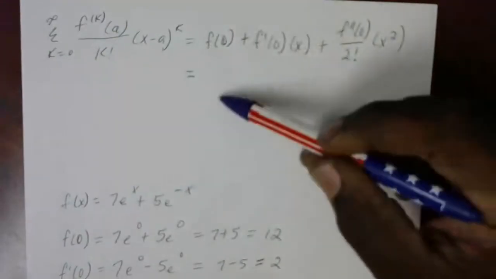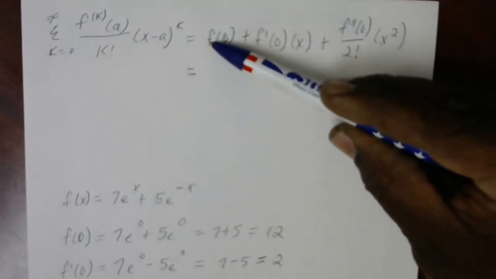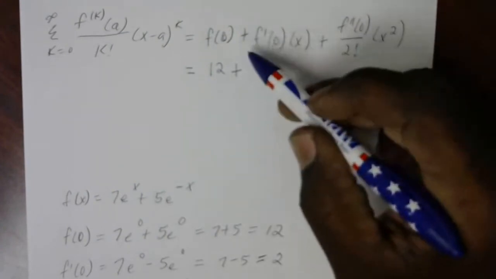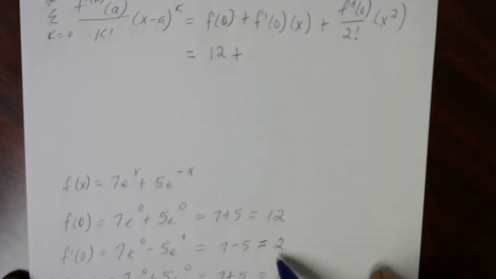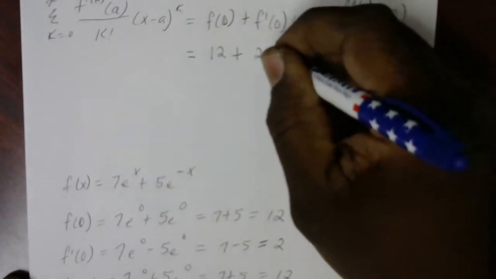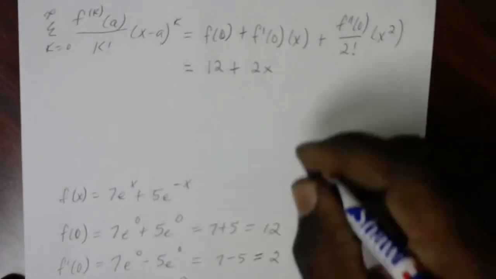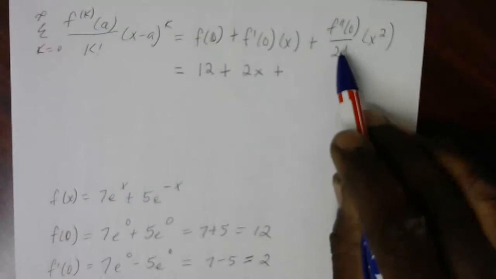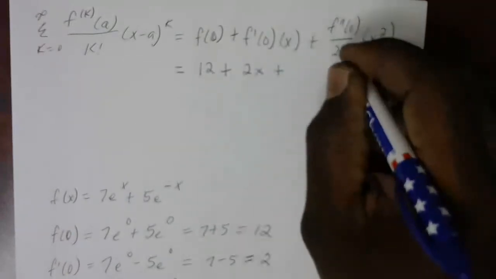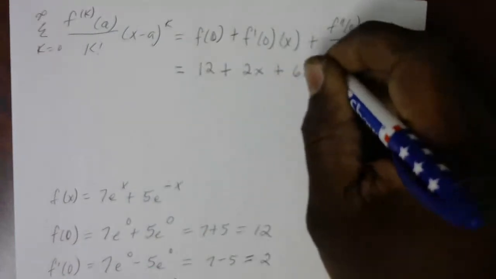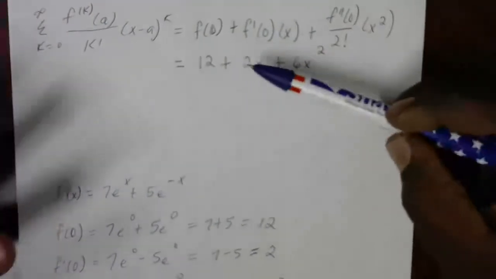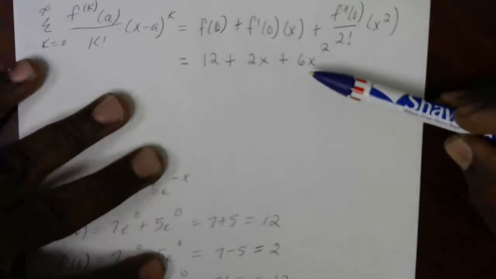All right, so now we're going to just expand this out by substituting. So we have f of 0, which is 12, plus f prime of 0, which is 2x, plus f double prime of 0, which is 12, divided by 2 factorial. So 12 divided by 2 factorial, which is 2, is 6x squared. All right. Okay, but remember now, I'm going to go back. So we have 12 plus 2x plus 6x squared.